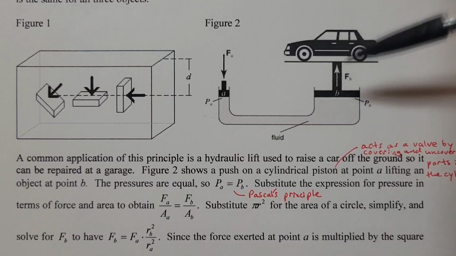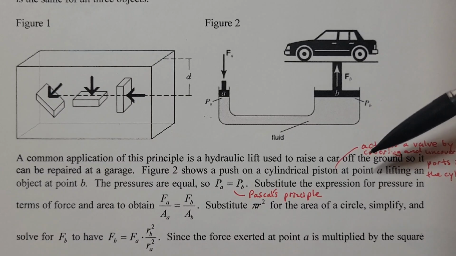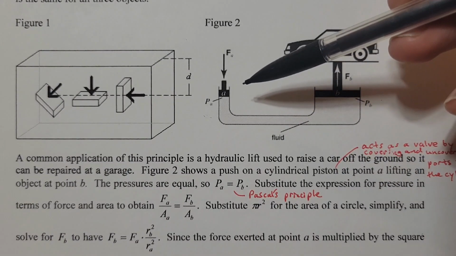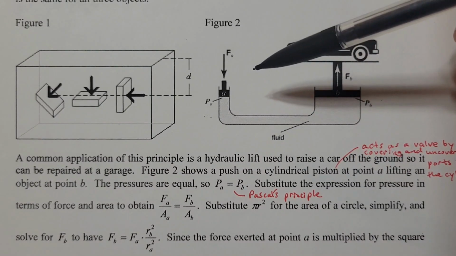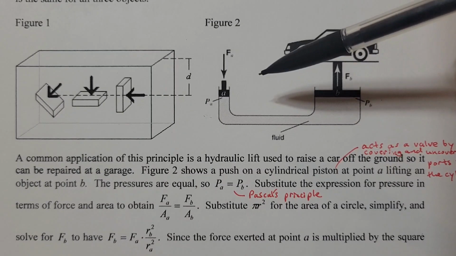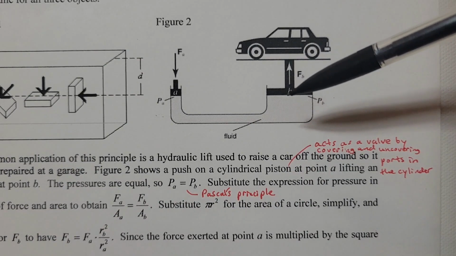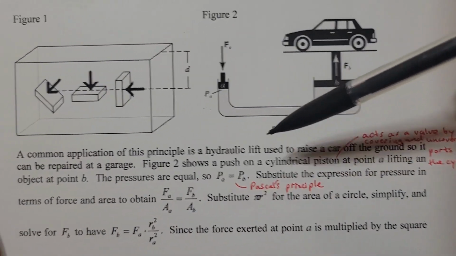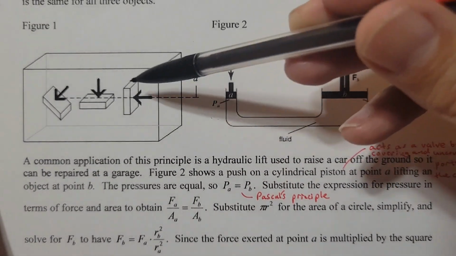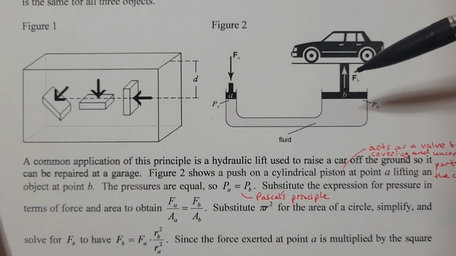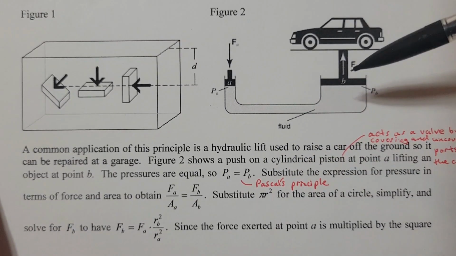Figure 2 shows a push on a cylindrical piston at point A, and it's lifting the object at another point B. What we mean by a piston is that it acts like a valve that's covering and uncovering parts of the cylinder. Now the pressures are equal because of what I just said, right? It's at the same depth. So the pressure at point A is the same as the pressure at point B.